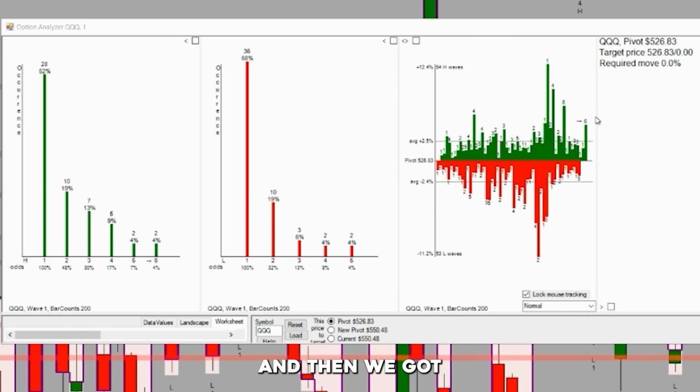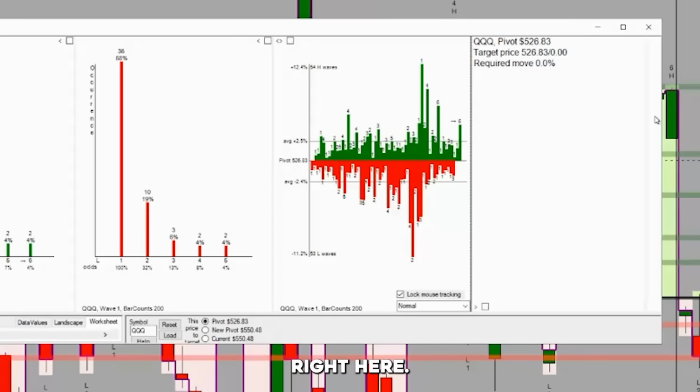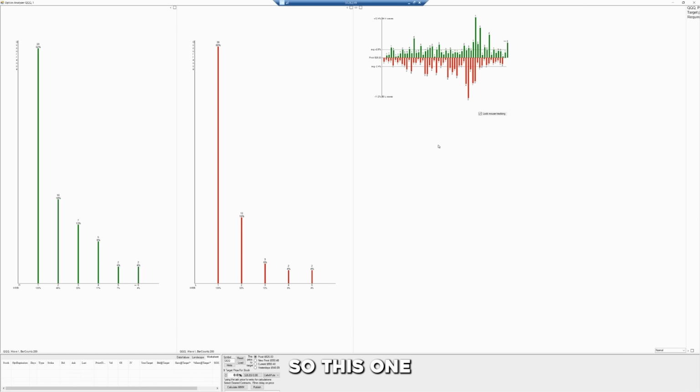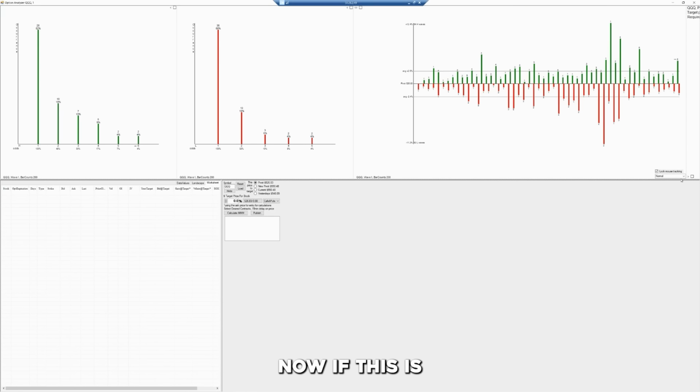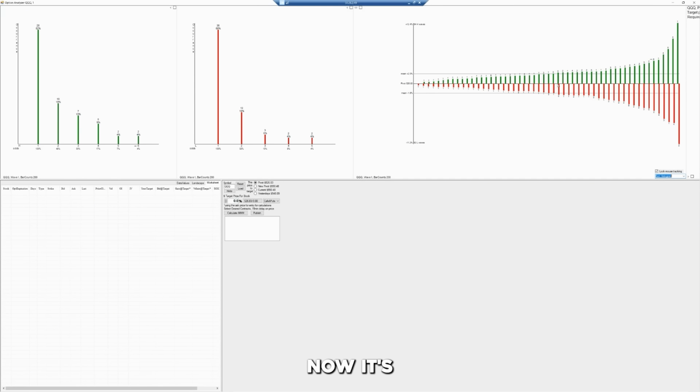And then we got this graph right here. This one is actually useful to calculate the magnitude of the move. Now, if this is the normal plotting of this graph, and I click on sort histogram, it's going to sort all the highs and lows according to the magnitude of the move. Here it does not consider the highs and the lows. It considers the magnitude of the move above and below the pivot.